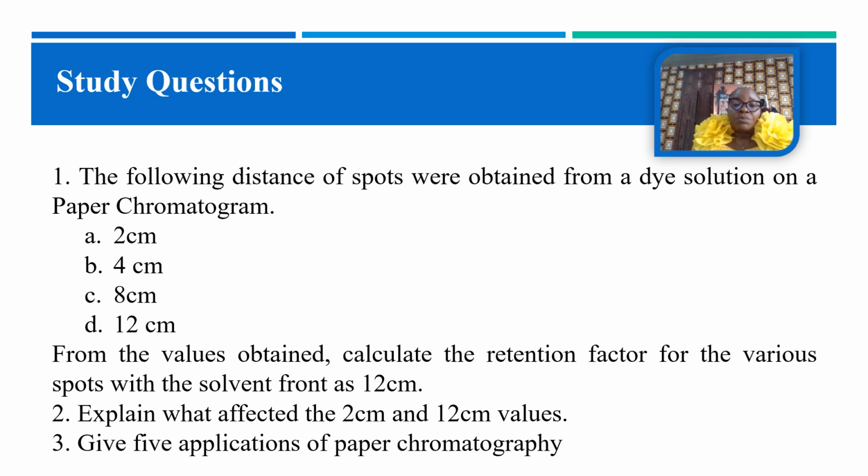Study questions. 1. The following distances of spots were obtained from a dye solution on a paper chromatogram: 2 cm, 4 cm, 8 cm, and 12 cm. From the values obtained, calculate the retention factor for the various spots with the solvent front as 12 cm. 2. Explain what affected the 2 cm and 12 cm values. 3. Give 5 applications of paper chromatography.